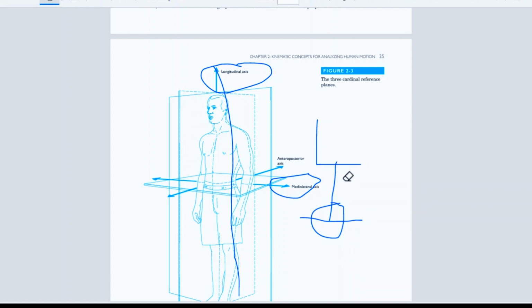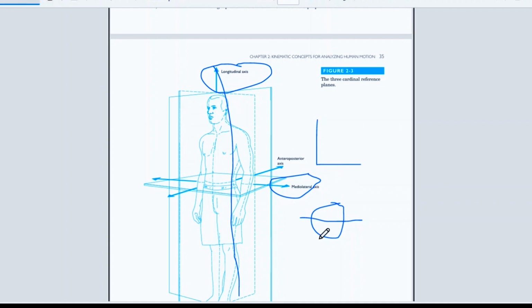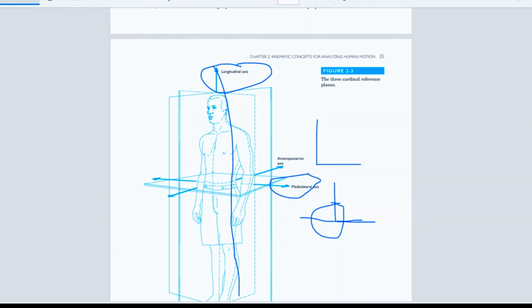This is the 90-degree perpendicular angle. This is the transverse plane, and this is the longitudinal axis, at 90 degrees. Any axis that is at 90 degrees to a plane is termed its axis. Remember: mediolateral with sagittal, anterior posterior with frontal, and longitudinal axis with the transverse plane.